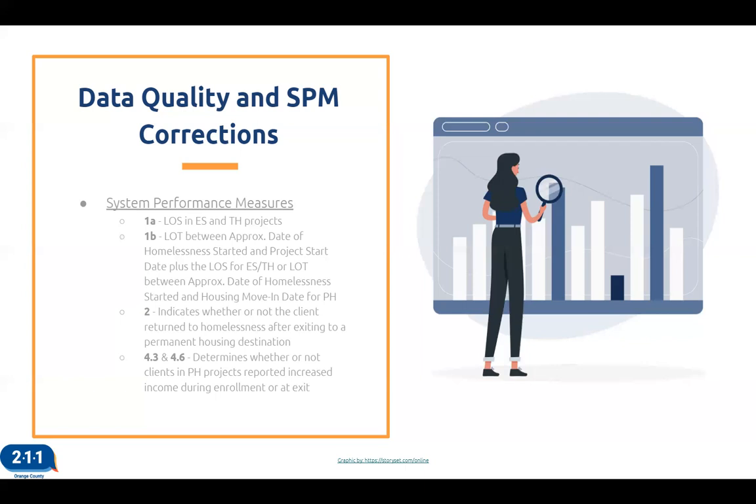Measure 2, this will indicate whether or not the client returned to homelessness after exiting to a permanent housing destination. And then 4.3 and 4.6, it will determine whether or not the client in permanent housing projects reported increased income during their enrollment or at exit.